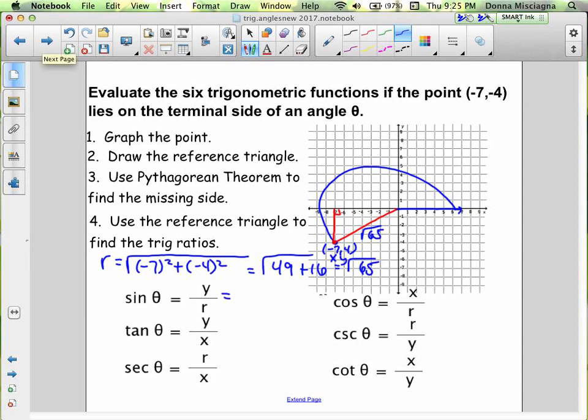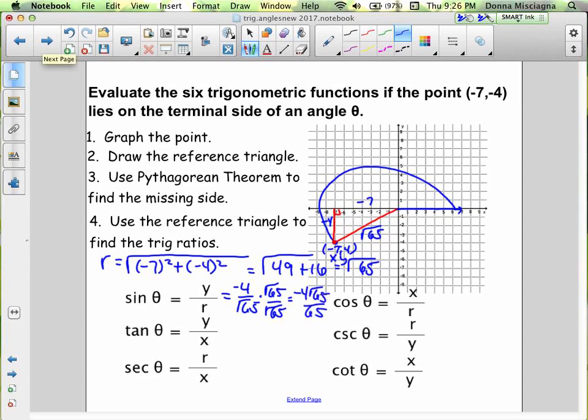All right, so sine theta is going to be y over r, and so I'm going to come to my negative there. So remember this one's the negative 4, probably should do this. This is the negative 7. So negative 4 over square root of 65, and we'd have to rationalize that. Nothing to reduce even. So negative 4 square roots of 65 over 65.